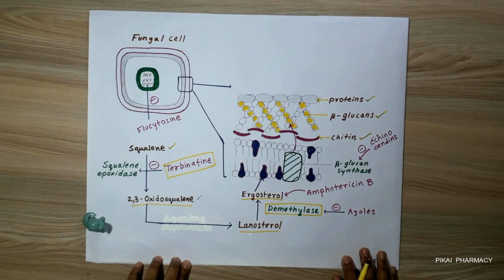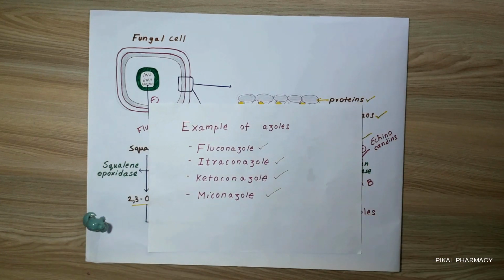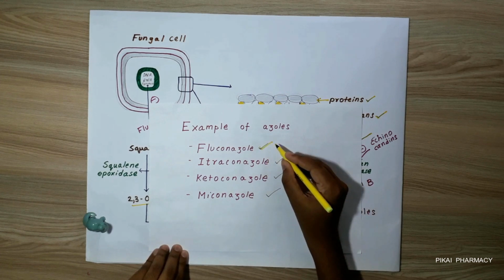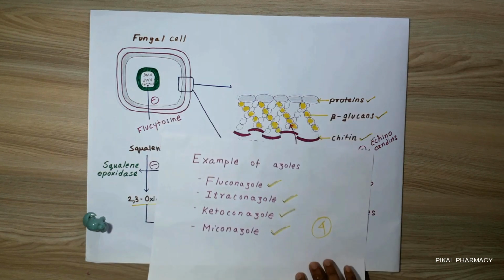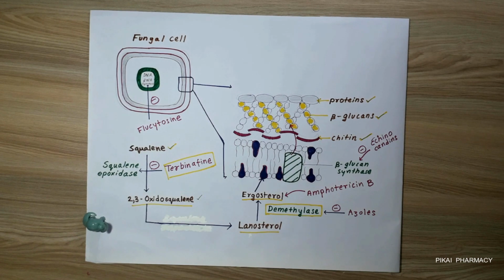But azoles are the group of drugs that inhibit the demethylase enzyme in order to inhibit the synthesis of ergosterol. So here are some examples of azole drugs. These are the azole drugs that inhibit the demethylase enzyme in order to inhibit the synthesis of ergosterol. These are fluconazole, itraconazole, ketoconazole and miconazole. Not all drugs inhibit the synthesis of ergosterol. Rather, some bind with ergosterol to show their effect.